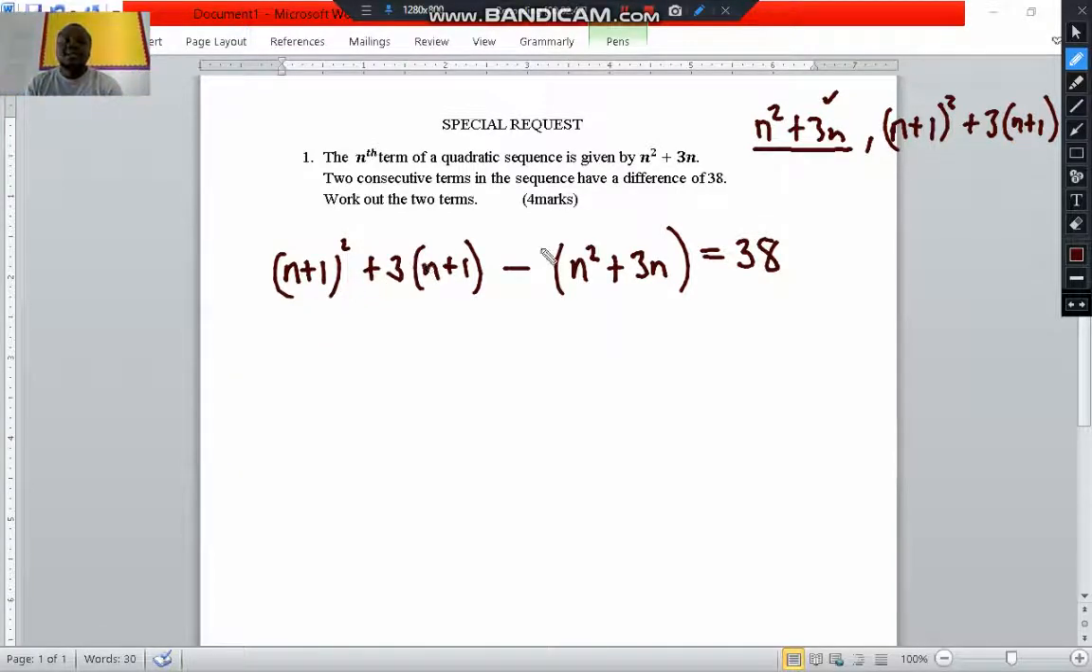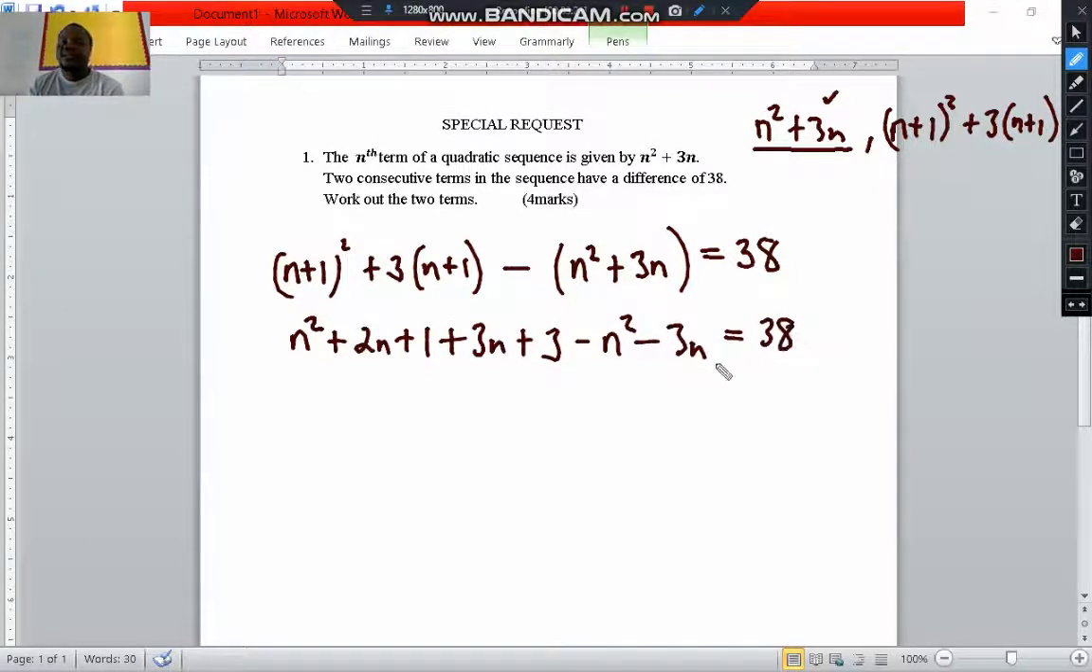Since we've done algebra, we need to expand the brackets. Doing that for this one, we are going to have n squared plus 2n plus 1. Then if we expand this, we are going to have 3n plus 3. Now, multiplying the negative sign across the two terms in the second bracket, we're going to have minus n squared minus 3n equals 38.